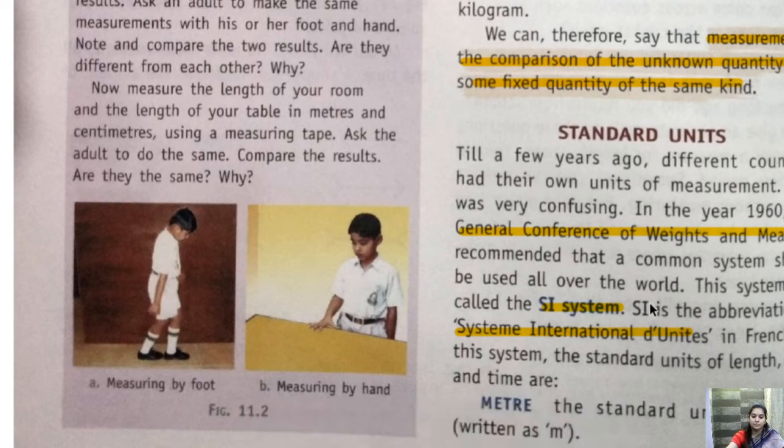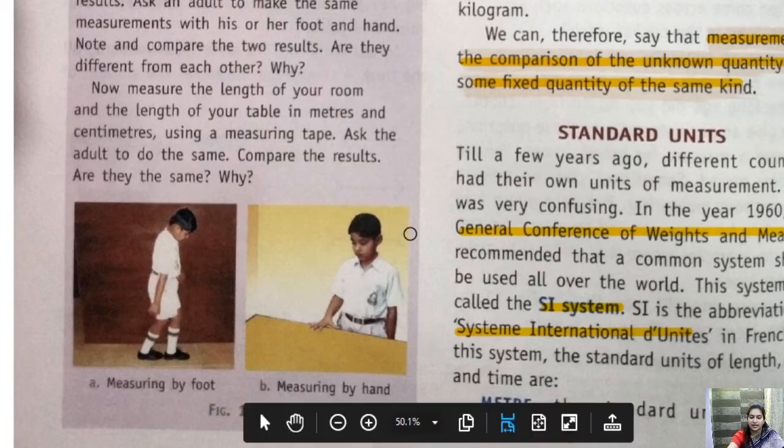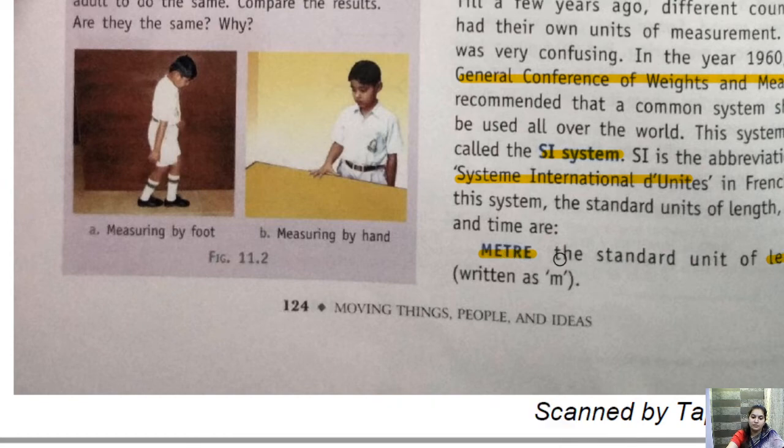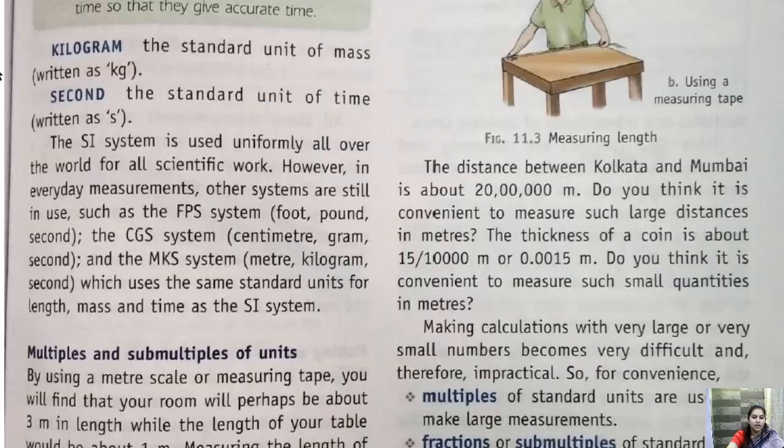So in this system the standard units of length, mass and time are, this is very important beta, meter is the standard unit of length. We always measure length in meter and the symbol of meter is m, small m. Kilogram is the standard unit of mass and the symbol is kg.